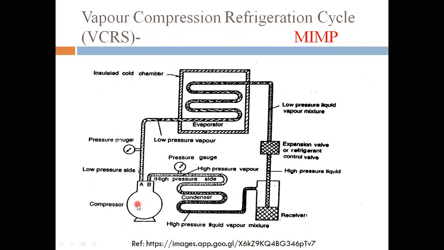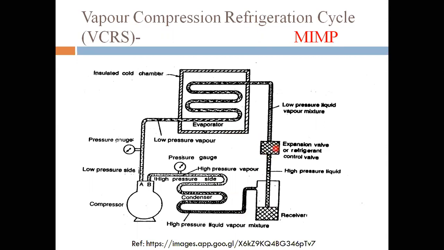So on the compressor side, the low pressure vapor refrigerant enters the compressor. In the compressor, this low pressure vapor refrigerant is converted into high pressure vapor refrigerant. After that, this high pressure, high temperature vapor refrigerant goes to the condenser. In the condenser, it is converted into liquid, but the pressure is still high. So this high pressure liquid is stored in the receiver. After that, it goes to the expansion valve.